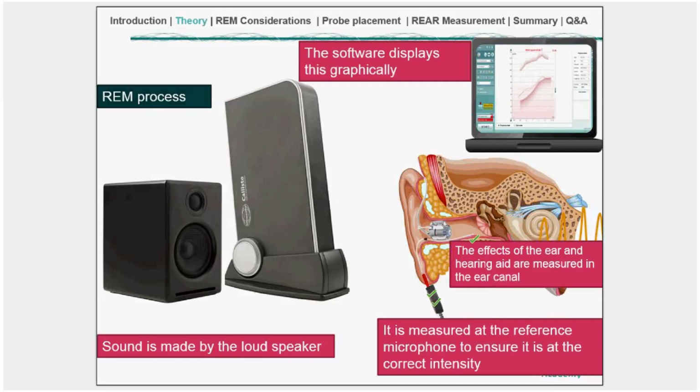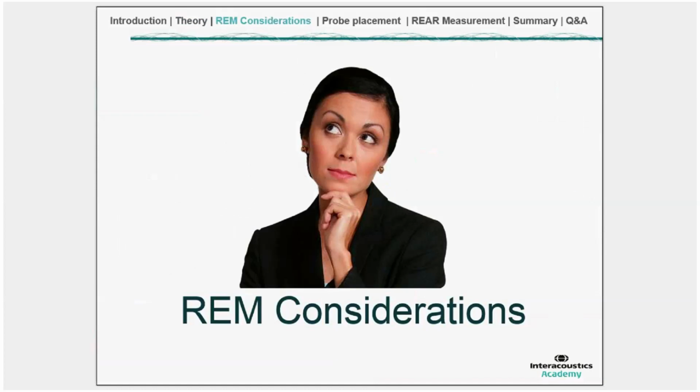And we can see the red line on the screen appearing now. So the idea is to match the hearing aid real ear amplification to the grey target line on the screen. Before we do that, there are some considerations that we need to take into account, and we can break those down into several different steps.